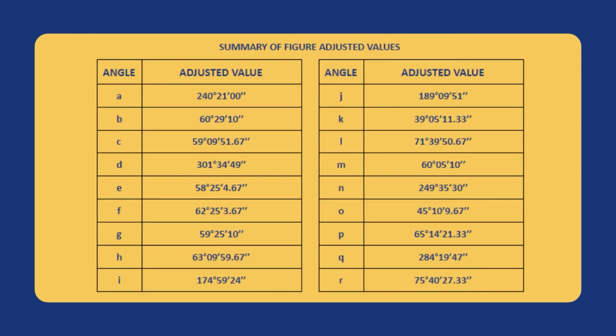We can then summarize all the figure adjusted values by using the following table. As you can see, not all of the angles are corrected from the station adjusted values. This is because not all of the angles that are shown below are interior angles in the figure.